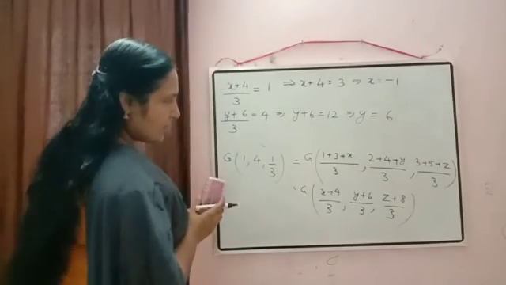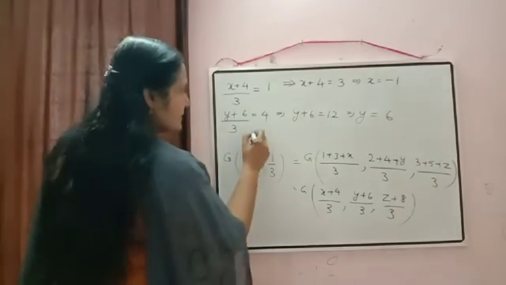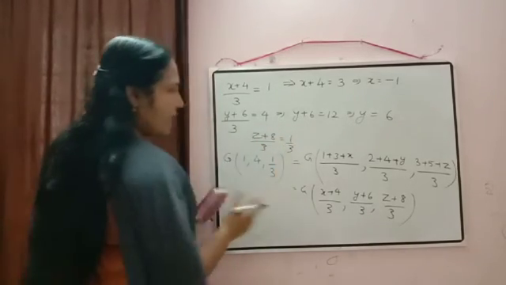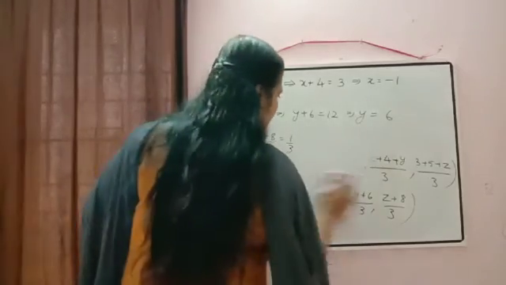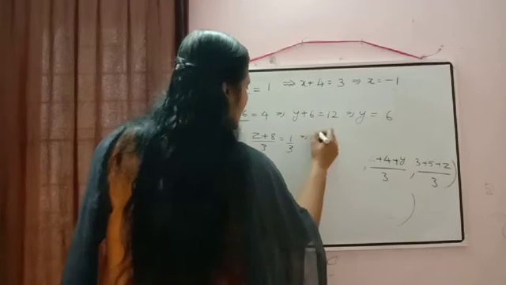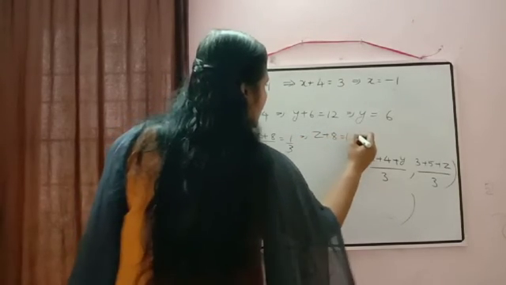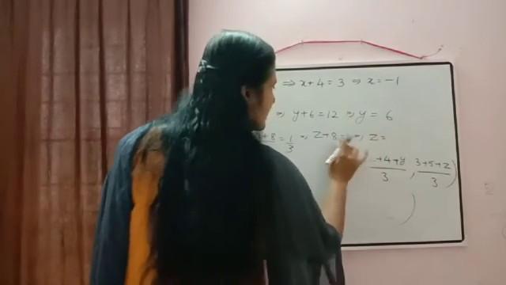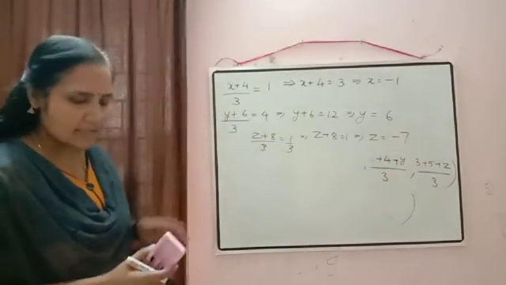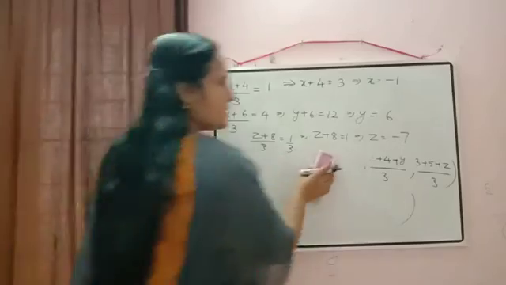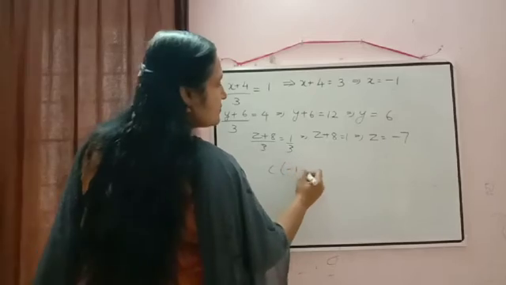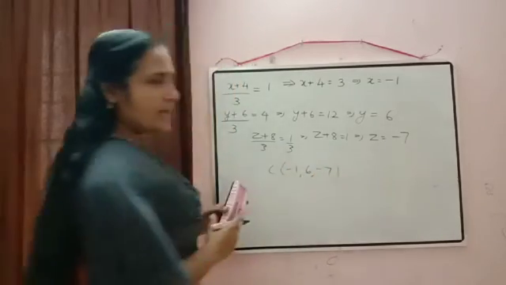Then next z coordinate is (z plus 8) by 3. (z plus 8) by 3 is equal to what we have? 1 by 3. So 3 and 3 will get cancelled. Remaining, it will be z plus 8 is equal to 1. So we will get z is equal to 1 minus 8, minus 7. So we got the coordinate of C. So just write down there. Answer: C is minus 1 comma 6 comma minus 7.